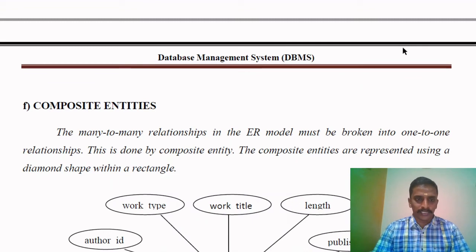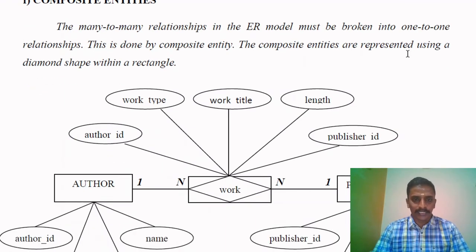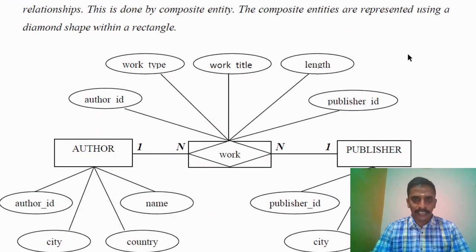And the next one is composite entities. The many-to-many relationship in an ER model must be broken into one-to-many relationships. This is done by a composite entity. The composite entity is represented using a diamond shape within a rectangle. That is defined in the below diagram.